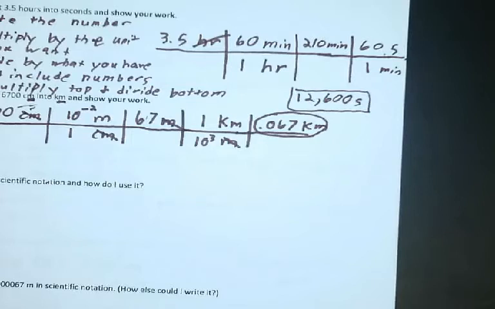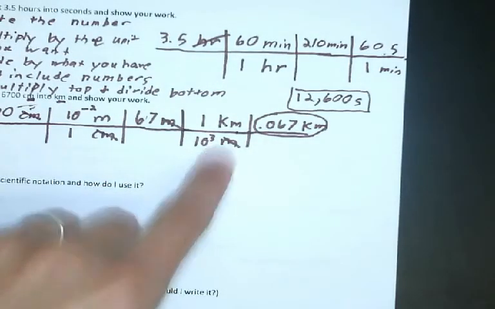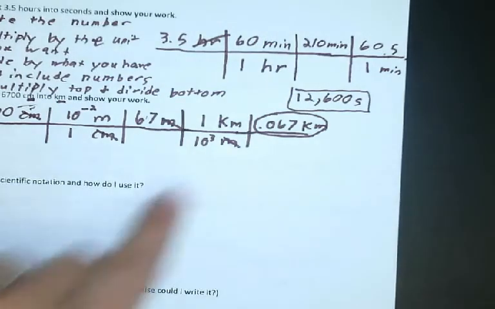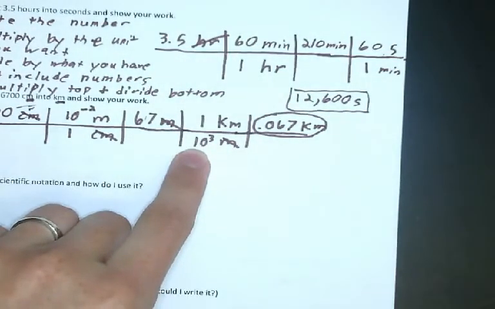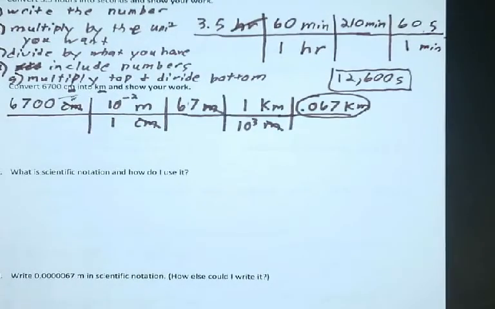So notice I'm not thinking, am I dividing or multiplying? I never am like, oh, I need to divide by 10 to the third because that's what the problem says. I'm just thinking, what goes in the bottom? Meters. Then I'm thinking, what numbers go here? Well, meters gets 10 to the third. And then I just solve from there. Okay, so that's the idea of what you're doing.